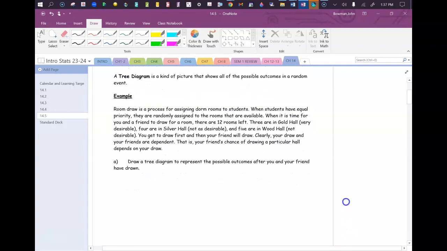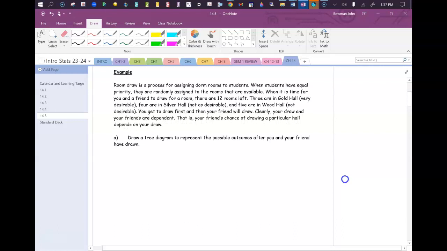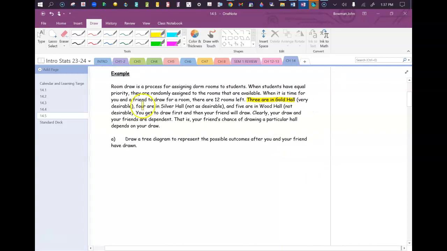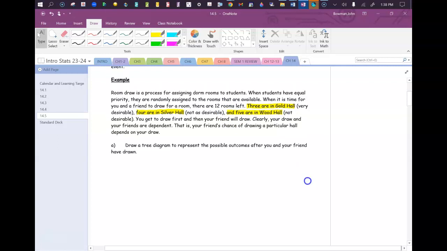So we're going to take a look at this example, and then I'm going to illustrate this example with a tree diagram. Room draw is a process for assigning dorm rooms to students. When students have equal priority, they are randomly assigned to the rooms that are available. When it is time for you and a friend to draw for a room, there are 12 rooms left. 3 are in Gold Hall, very desirable. 4 are in Silver Hall, not as desirable. And 5 are in Wood Hall, not desirable at all. You get to draw first, and then your friend will draw.